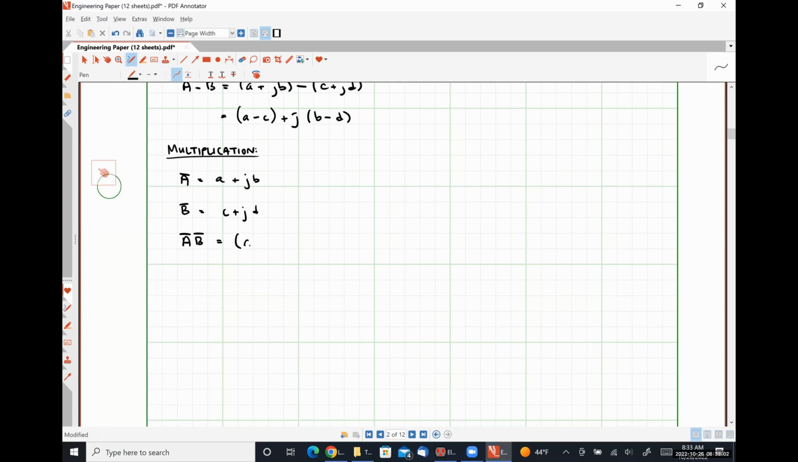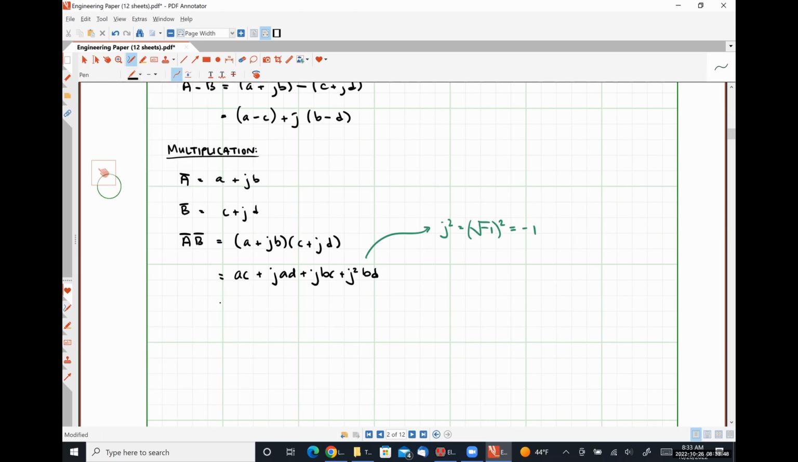So this is going to look like a plus jb times c plus jd. And we FOIL this stuff out just like middle school algebra, okay? So we're going to have a times c plus jad plus jbc plus j squared bd. Now, what is j squared? Exactly right. So j squared is the square root of -1 squared, which is -1.